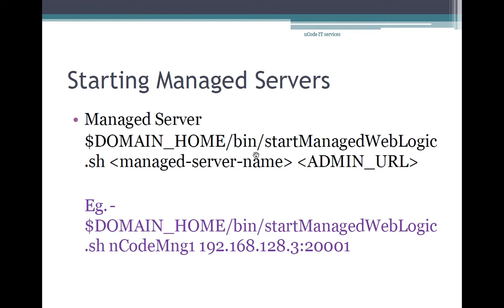So what we have here is a single script. We need to pass the parameters. So domain home, bin, startManagedWebLogic.sh is the script name. Managed server name is what we pass, like encode mng1. Admin URL means where the admin is running, at this IP, at this port. So we are using startManagedWebLogic, managed server name, admin URL. That's to start your managed server.